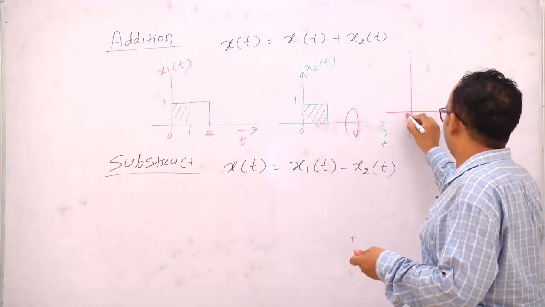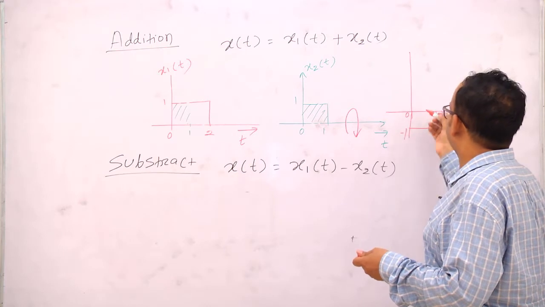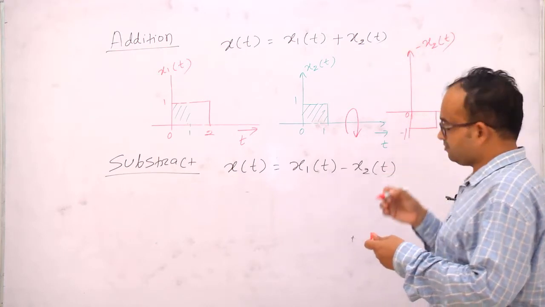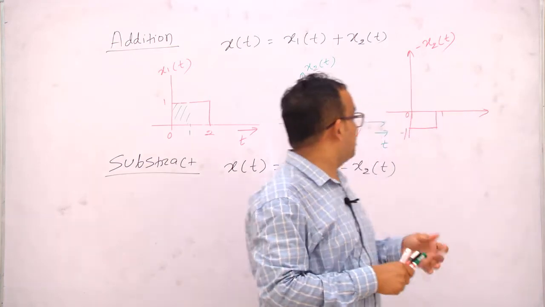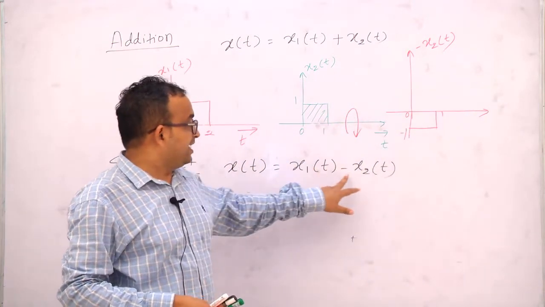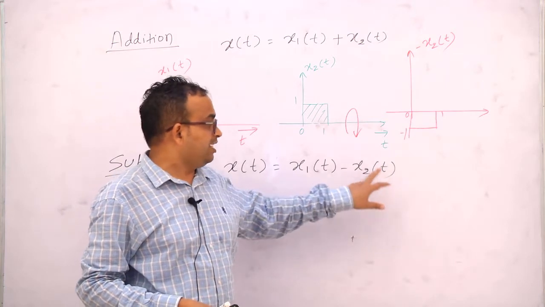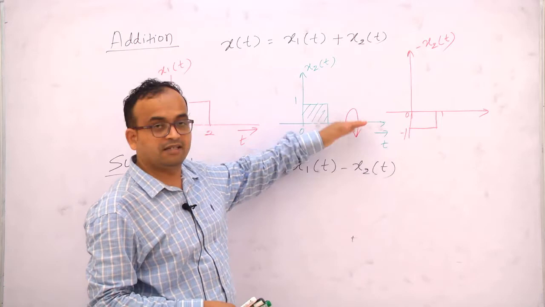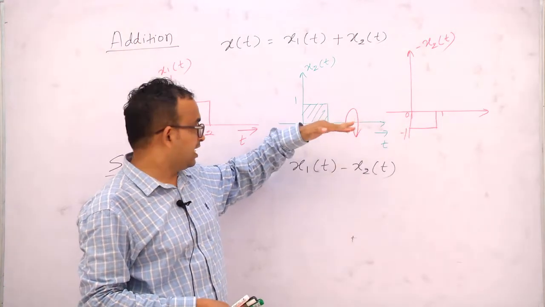From 0 to 1, it will be minus 1. This is your minus x2(t). Can I write like this? Yes. So now what happens? To find the value of x1(t) minus x2(t), I just rotate the signal in the amplitude domain. I have to fold it, I have to see the mirror image in the x-axis.